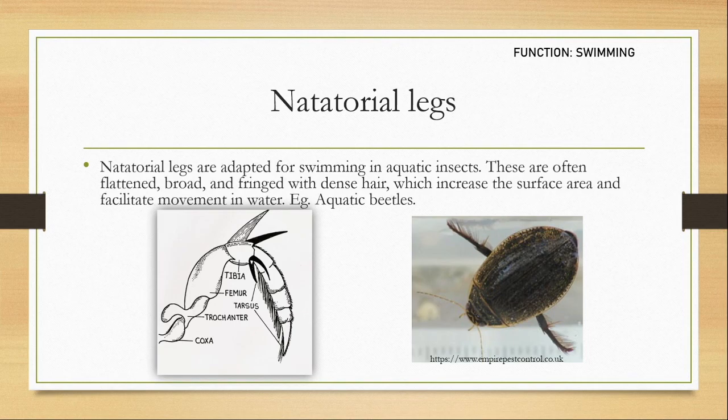The next type of legs I'm going to talk about is natatorial legs. Natatorial means adaptation to swimming. I showed you the video in a previous slide. So these legs are often flattened or broad and fringed with dense hair, which increase the surface area and also help in cutting the drag, and they facilitate movement in water. For example, aquatic beetles, diving beetles, they all have natatorial legs.